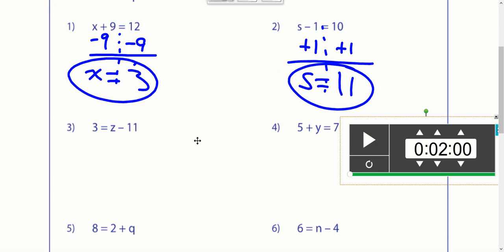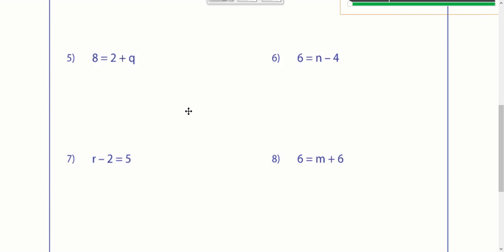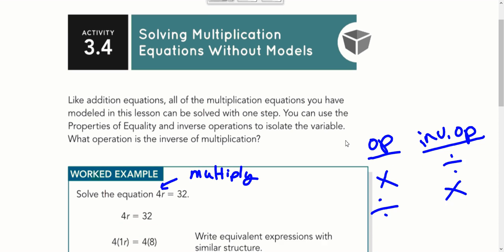So just an opportunity to do a little bit more practice here. Again, ask what's happening to the variable, do the opposite of that to both sides, and then get your variable by itself and then find out what that variable would equal. All right, we're going to move on next to multiplication and division.